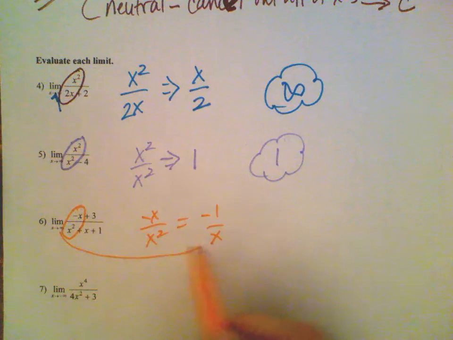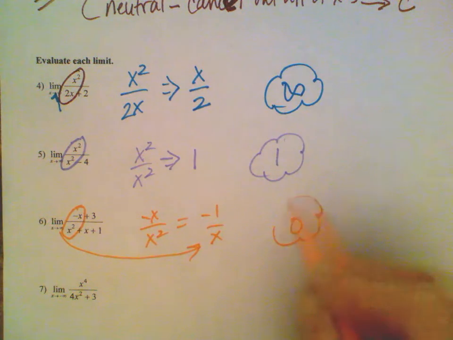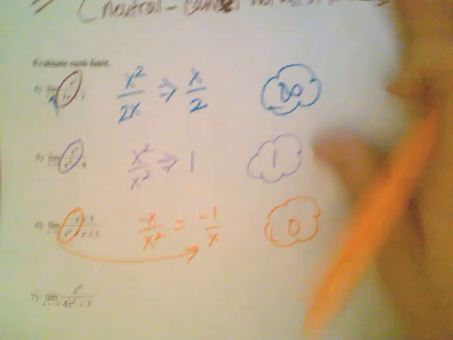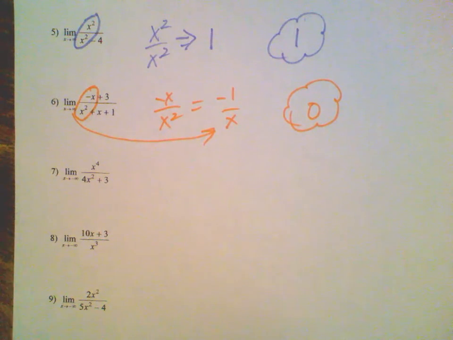I'm plugging in really big numbers, positive infinity. This is negative 1 divided by a really large number, which is going to end up with 0. It doesn't matter that that one's negative, because 0 is neutral. It's neither positive nor negative. Okay.